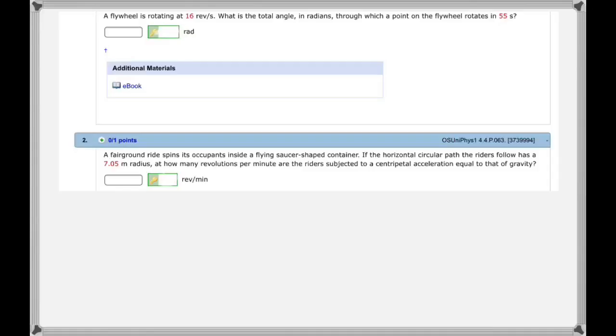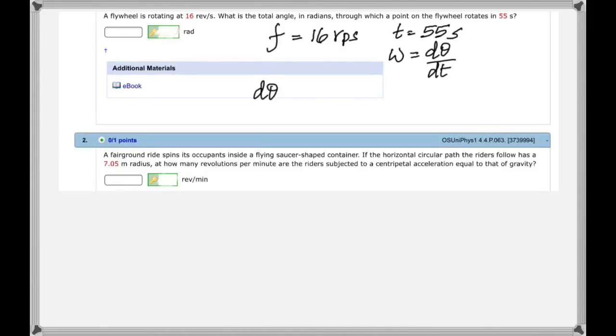A flywheel is rotating at 16 revolutions per second. Now that is the frequency of rotation. What is the total angle in radians through which a point on the flywheel rotates in 55 seconds? So you're asked to find theta. The frequency there is given, 16 revolutions per second. Time is 55 seconds.